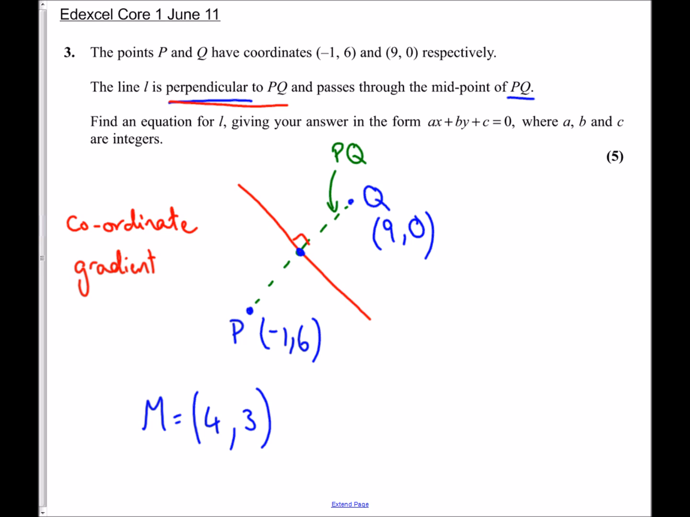The next bit of information I need is the gradient. Well, what I do know about the line is it's perpendicular to PQ. So if I can find the gradient of PQ, then I can find the gradient of my line.